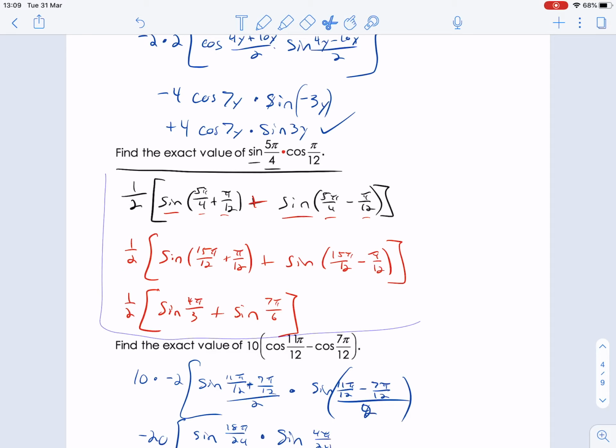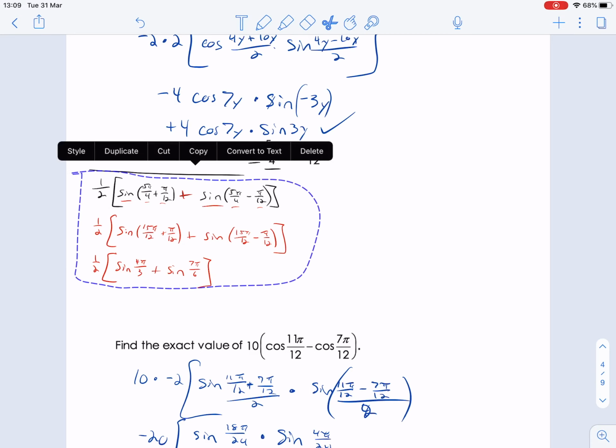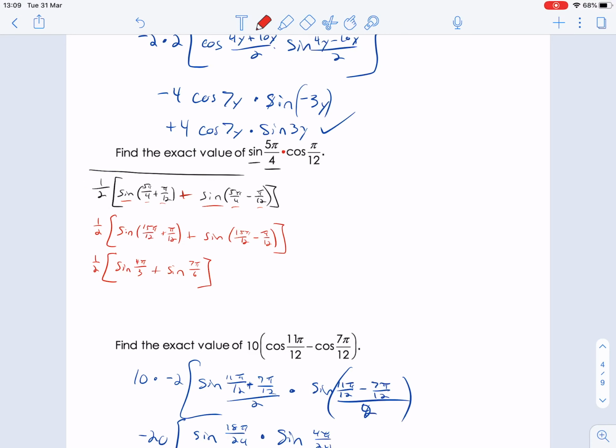Okay, let's make this smaller so I can move it to the side a little bit. All right. Now, when I'm simplifying this, I get 1/2 times sine of 4 pi over 3. So that is going to be in the third quadrant. And then sine of 7 pi over 6. That is also going to be in the third quadrant, which means it's going to be negative and it's going to be negative.